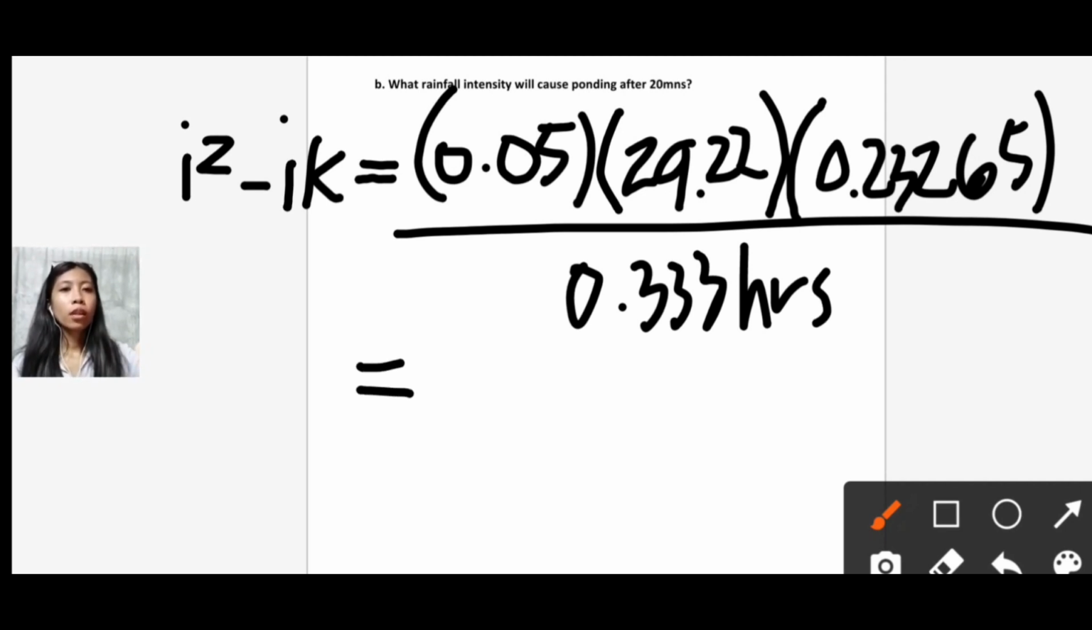So you may use your calculators to solve this. Kailangan natin mahanap yung solutions or roots nito. Use your calculators.